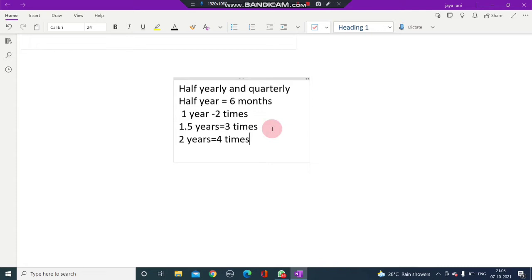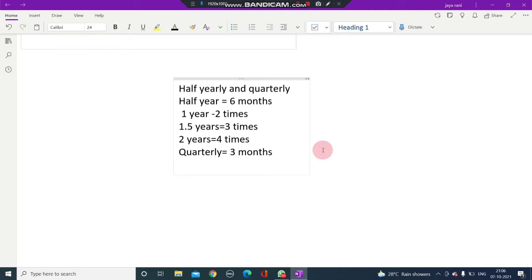Then one more compounding is there, that is quarterly compounding. Quarterly compounding means what? Quarter means 1/4. So in quarterly compounding, the interest is compounded in every 3 months. That is what we call quarterly compounding.